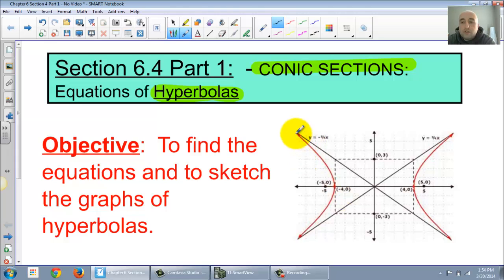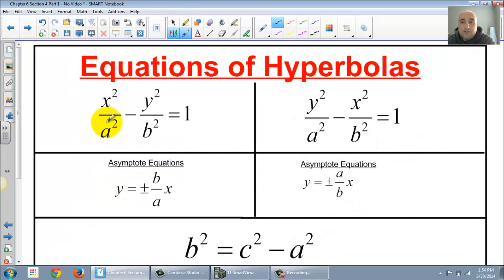And if you notice, hyperbolas look like double parabolas. This is an example of what you're going to be able to graph in about 5 minutes here. So they're not really that hard. They're very similar to the ones we've been doing. So let's get right into it.